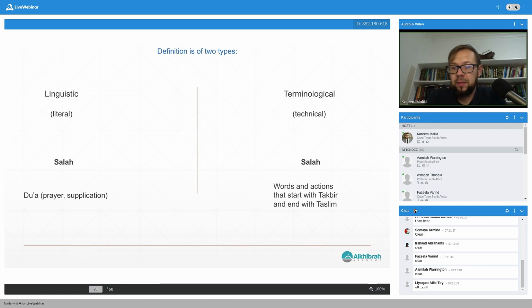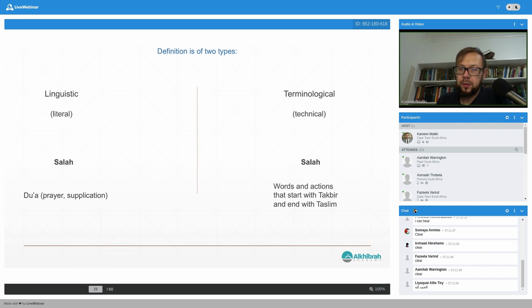So you see what we have done. We have defined salah as the second pillar of the deen, the one that is obligatory to do five times a day. It's all the words and actions that begin with takbir, when you say Allahu Akbar, that's the beginning of salah, and that end with taslim, that's when you say Assalamu alaikum, and your salah is done. So everything between them is part of salah.